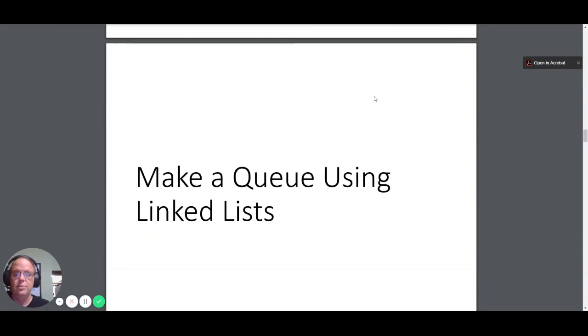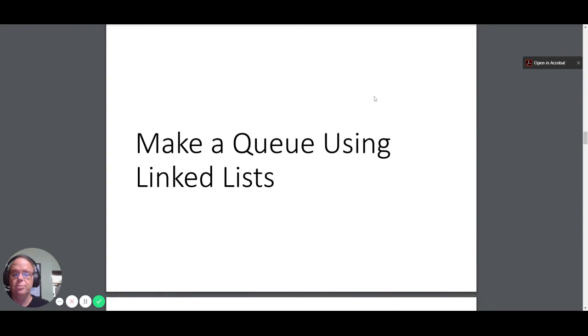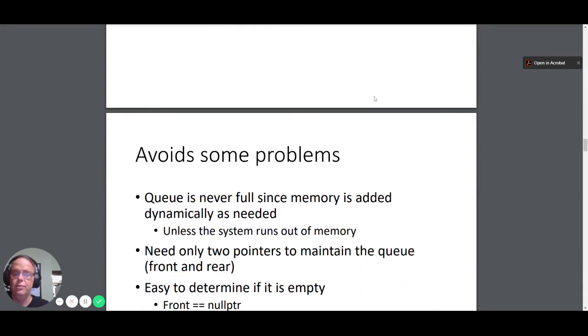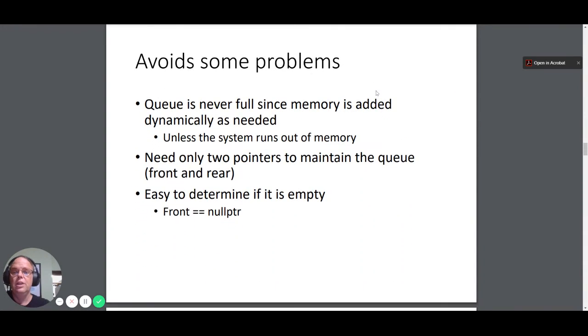So we can also make a queue using linked lists, and this is probably the easier implementation. It avoids some problems. The queue never gets full since memory is dynamically added as needed, and we're also not using more memory than we necessarily need. We could run out of memory if we allocate too much or forget to clean up the dynamic memory, but those are problems that we've solved in previous lectures.